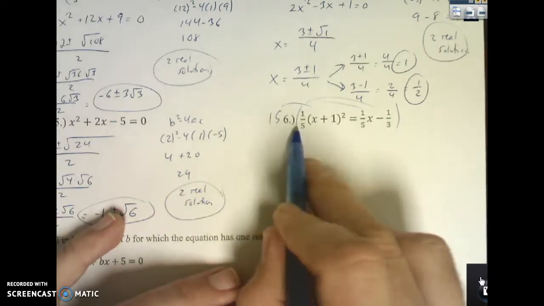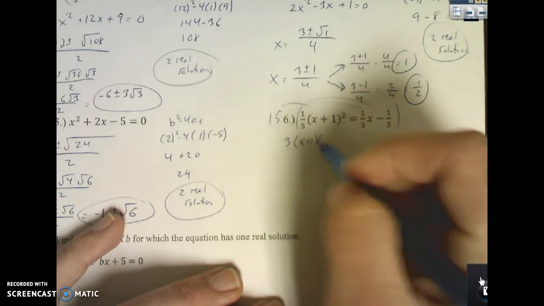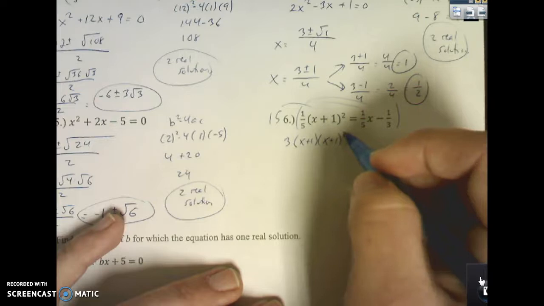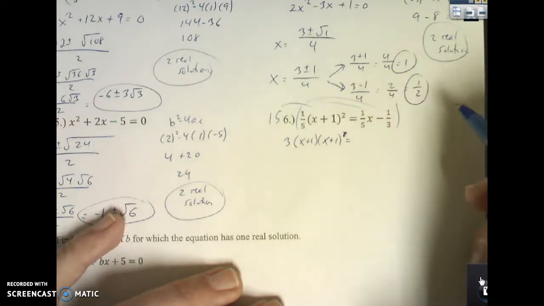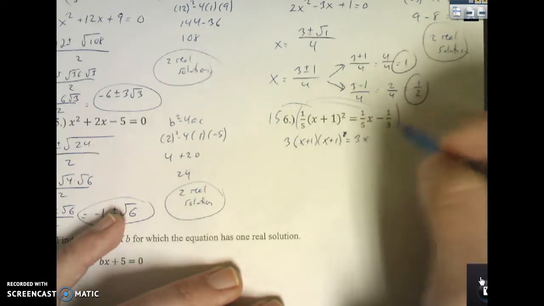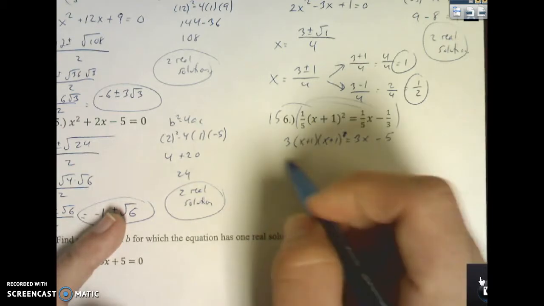15 times 1/5 turns into 3. The x plus 1 squared is actually... Oops, I don't need that one right there. So multiplying that, we're going to be foiling that. 15 times 1/5 over here, we get 3x. 15 times negative 1/3, we get negative 5. Now I can FOIL this. I'm going to let the 3 chill out front.